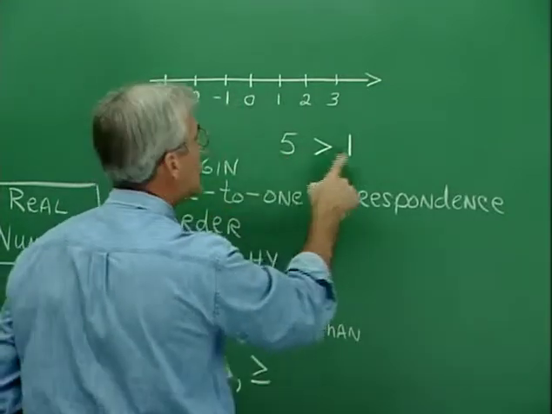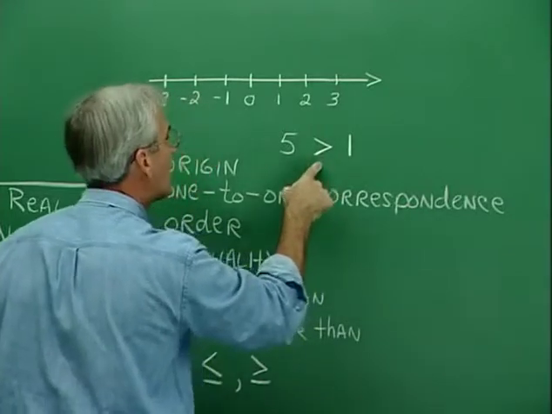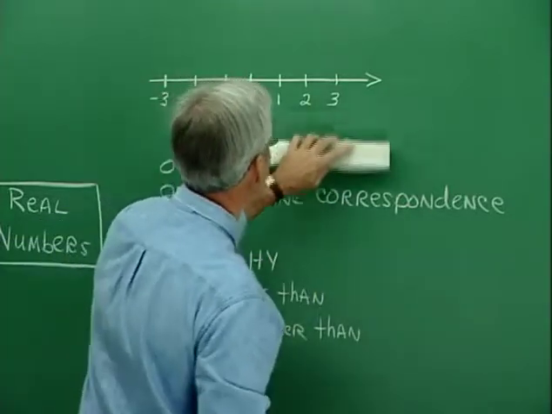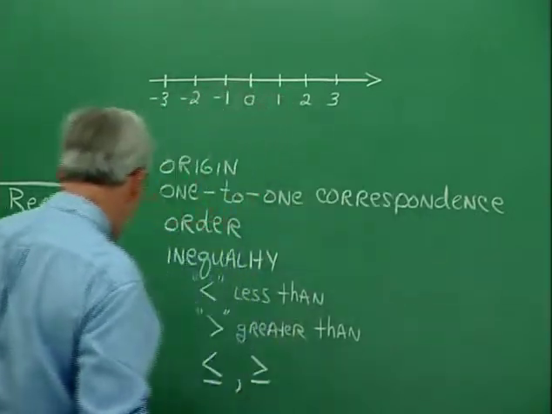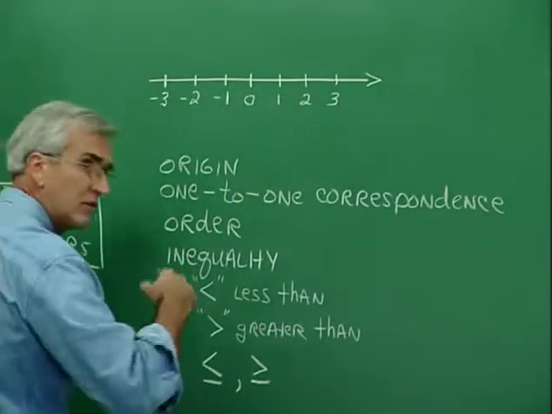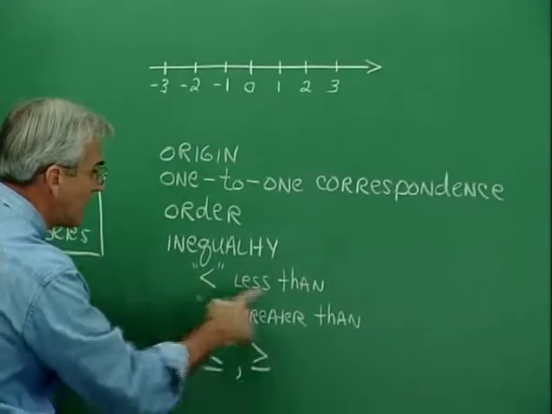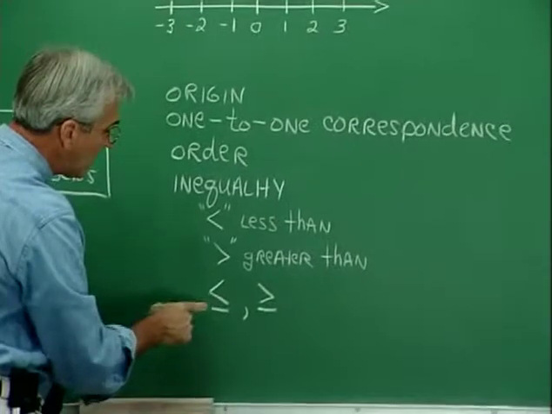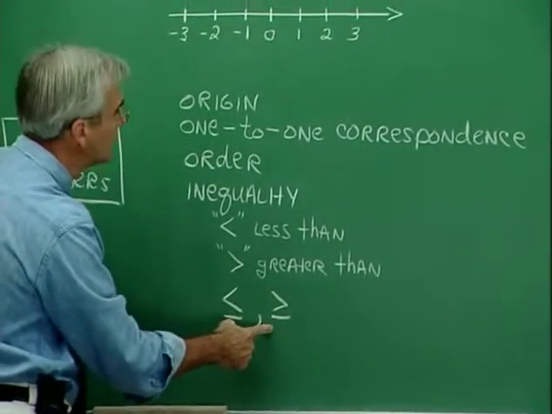5 we understand is greater than 1. So this symbol means is greater than. Okay, so that's the idea. Now, the inequality idea is, as I mentioned, the symbols are these: less than, greater than, less than or equal to, greater than or equal to.